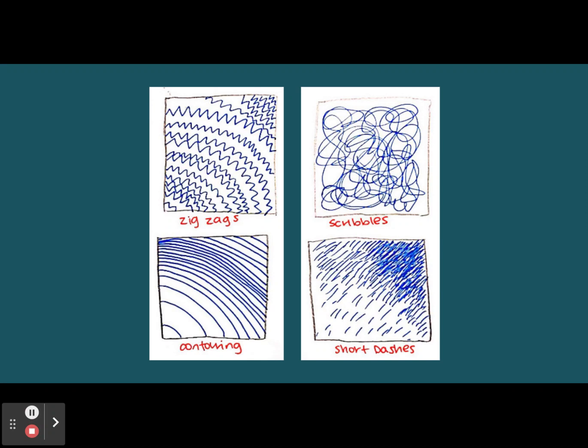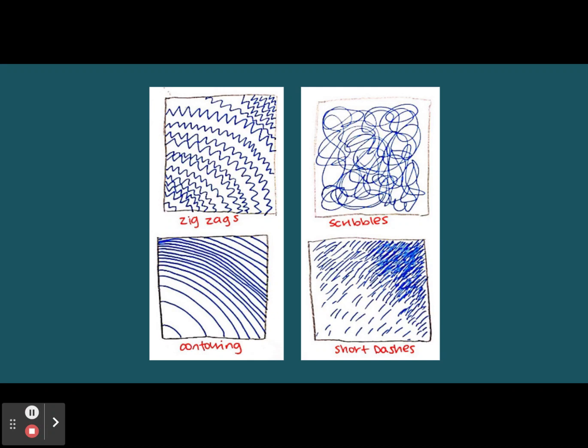This is also similar for contouring and short dashes, as contouring uses rounded lines to create areas of shadow or light, and short dashes use short lines to create areas of shadow or light.